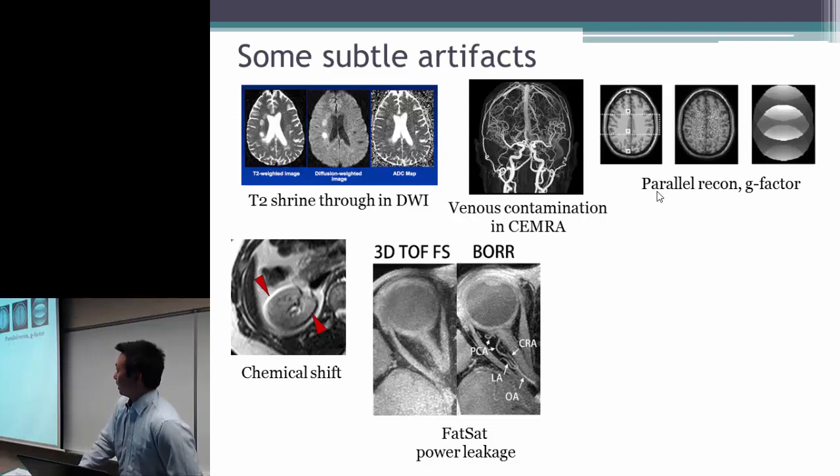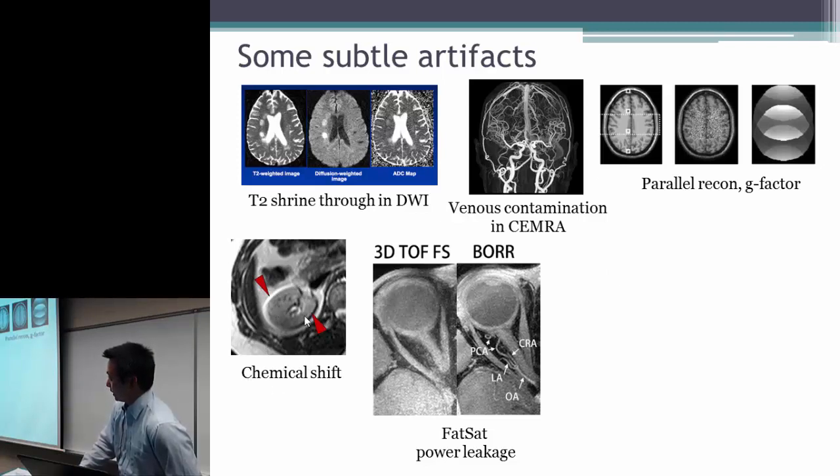And here is parallel imaging. If you have the new edition, the second edition of the book, parallel imaging is the last chapter. For parallel imaging, there is this g-factor map. The g-factor effect will increase the noise in the image with the same pattern, so it is like a localized noise enhancement.